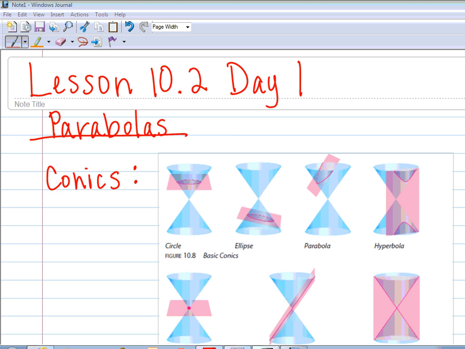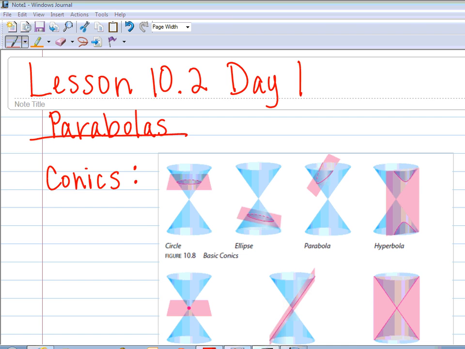In the bottom row there, if the actual plane intersects the vertex of the cone, we have what are called degenerate conics. And you can see there if it just intersects at the one point, or if it intersects along the whole slant height of the cone, then you get just a line, and then the two intersecting lines is if you've got it going straight through the vertex and both cones.